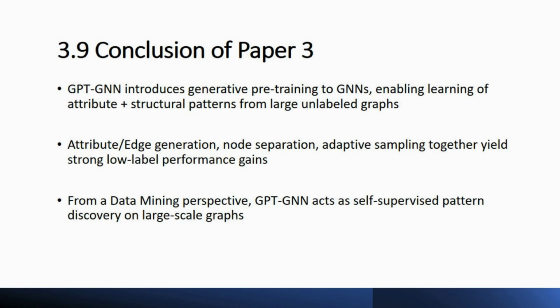In conclusion, GPT-GNN brings generative pre-training to the graph domain, enabling the model to learn both semantic attributes and structural dependencies from large and unlabeled graphs. Through attribute generation, edge generation, node separation, and adaptive sampling, it achieves strong gains in low-label settings. From a data mining perspective, it serves as a self-supervised approach for discovering transferable graph patterns. Overall, this work marks an important step toward a pre-trained fine-tuned paradigm for GNNs.